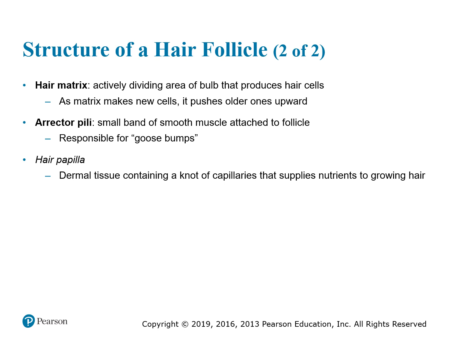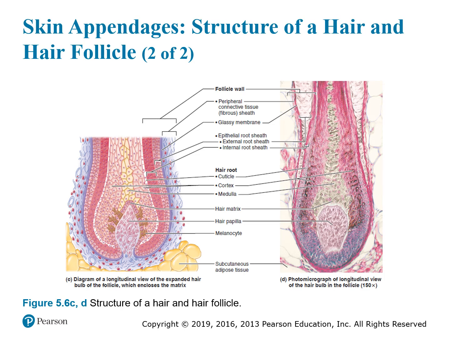The hair papilla has that surrounding dermal tissue with tons of capillaries that feed and supply the growing hair with the nutrients it needs. And so here we have a hair follicle cross section from the other side. In this case, they show us the hair root itself also has cuticle, cortex, and medulla, and then the matrix, which is the actively dividing part, and the hair papilla, basically giving it the nutrients it needs.